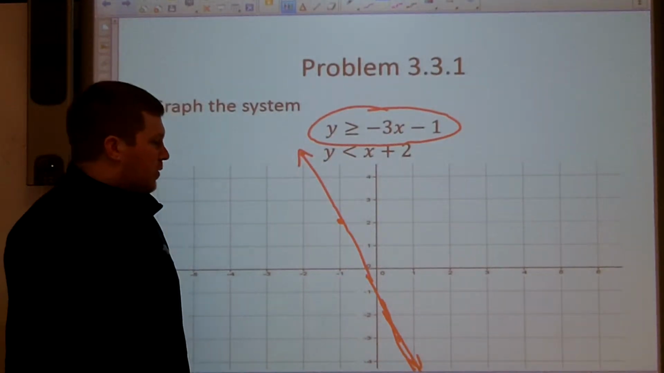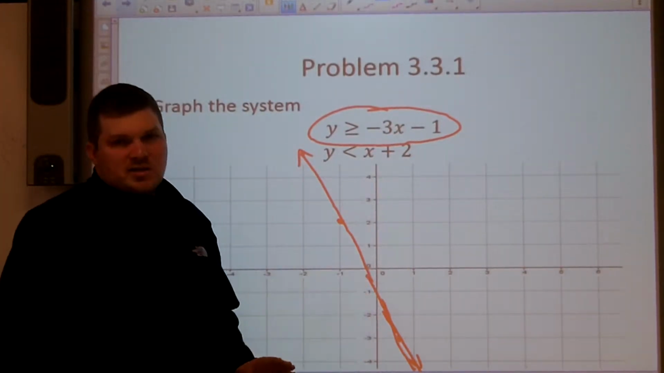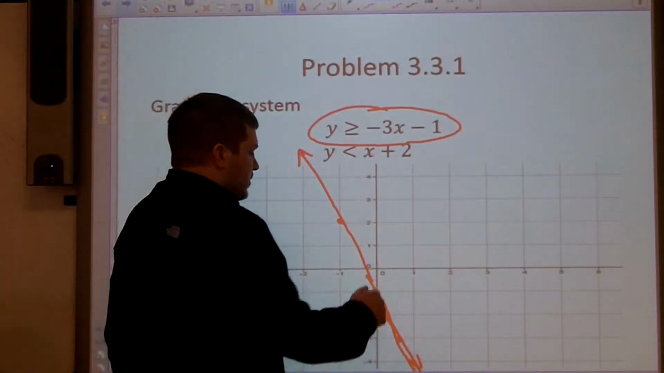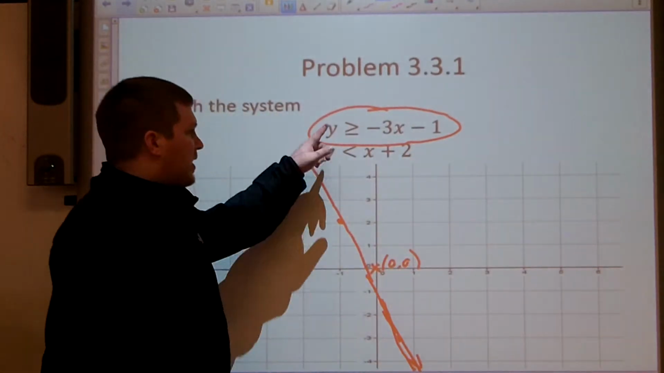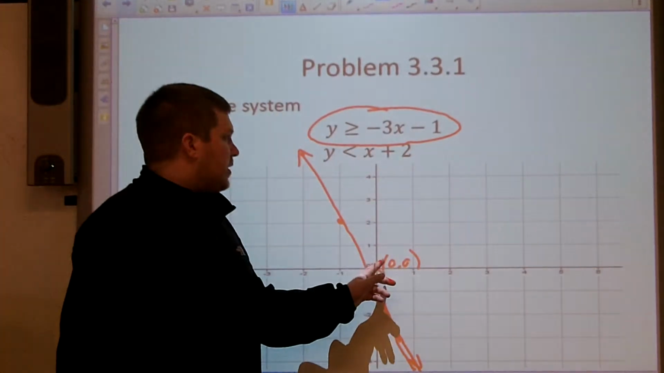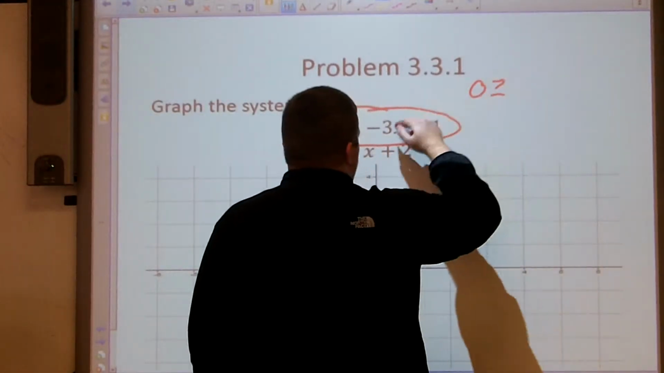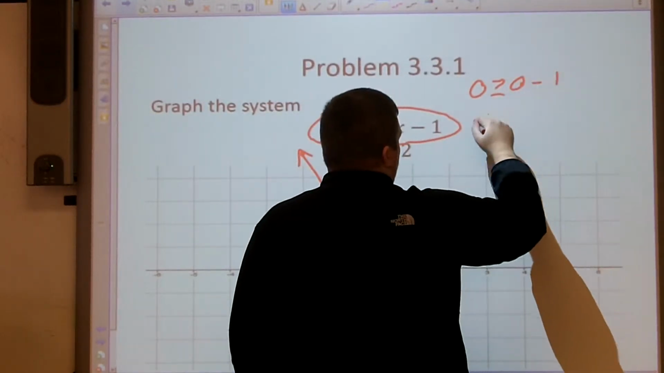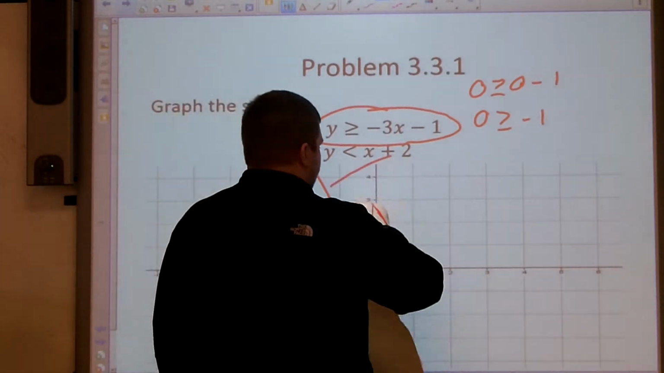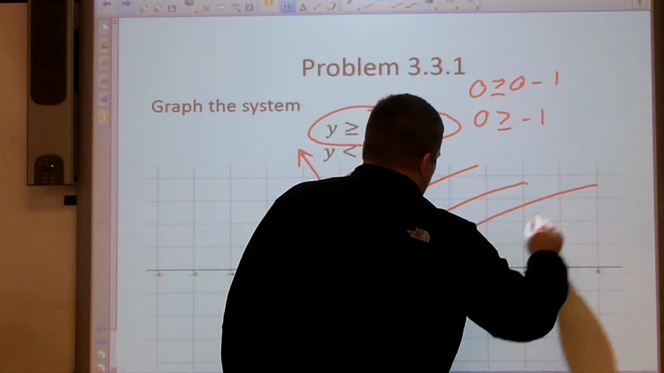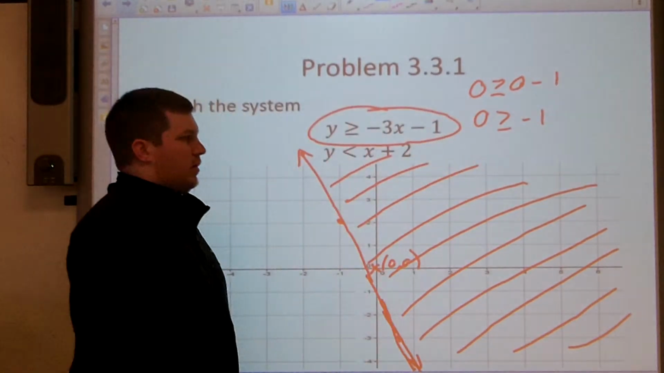Okay, and we want to shade. Well, we do this by picking a test point. So obviously, (0, 0) does not sit on the boundary line, so I could use that as a test point. So I'm going to test (0, 0). That just means everywhere for this top inequality, everywhere I see an x, I'm going to plug in a 0, and everywhere I see a y, I'm going to plug in a 0. So I have 0 is greater than or equal to 0 minus 1, which means 0 is greater than or equal to -1, which is true. So I'm going to shade on this side of the boundary line. All of the points on this half plane will satisfy the top inequality.